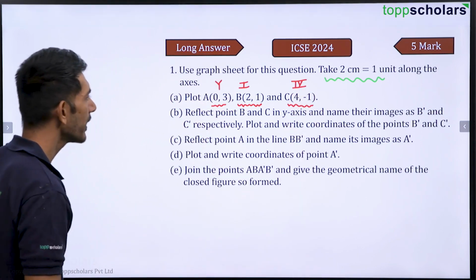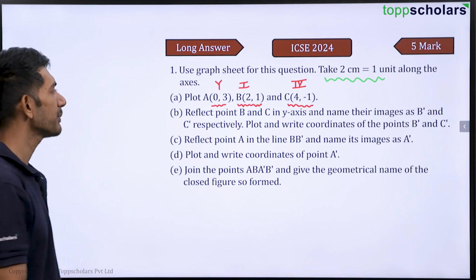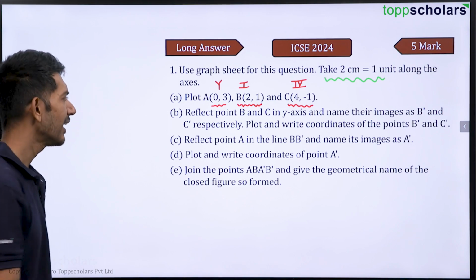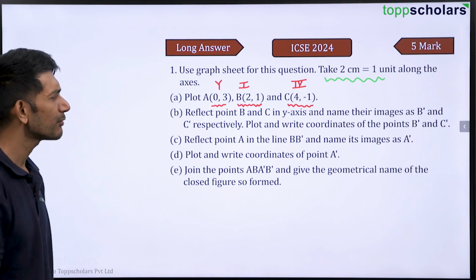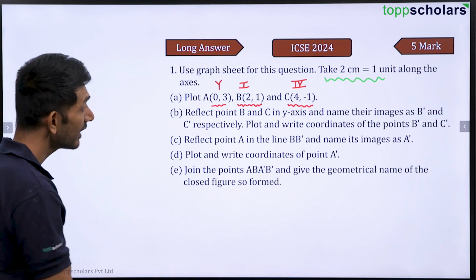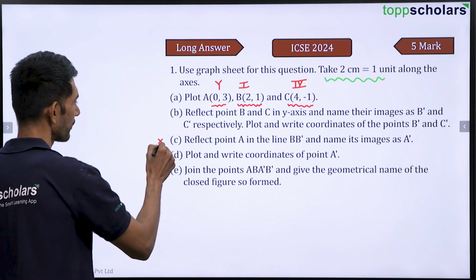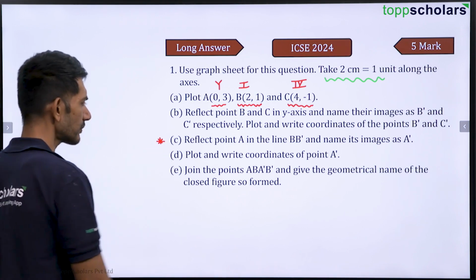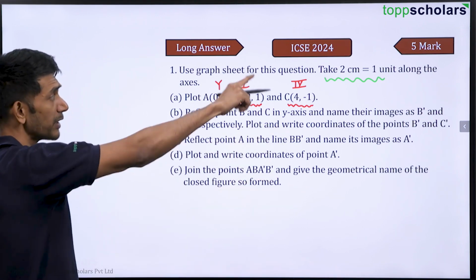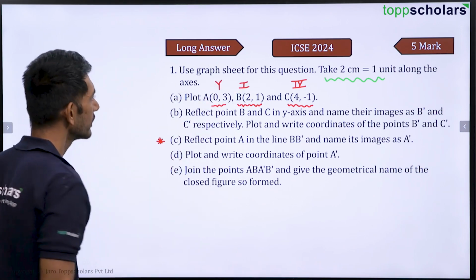And then reflect point B and C in y-axis and name their images as B dash and C dash respectively, and then plot and write coordinates of points B dash, C dash. Then reflect A in the line B B dash. Now this is very important, this is slightly different. And then 2 more questions asked for 5 marks last year, understand. So let's plot the points first.